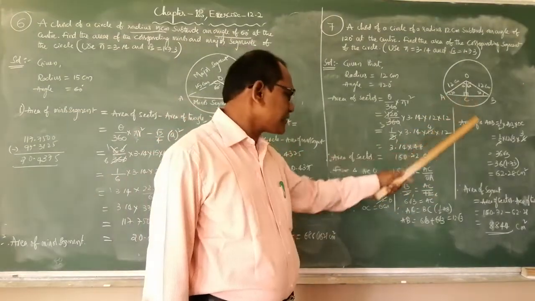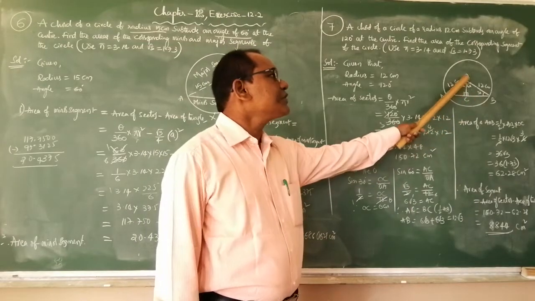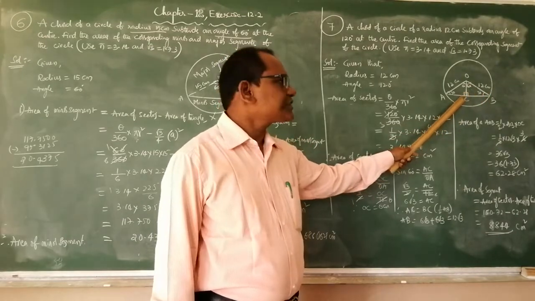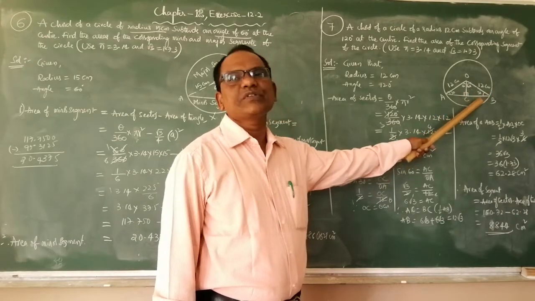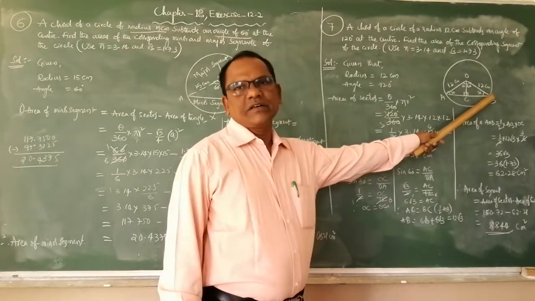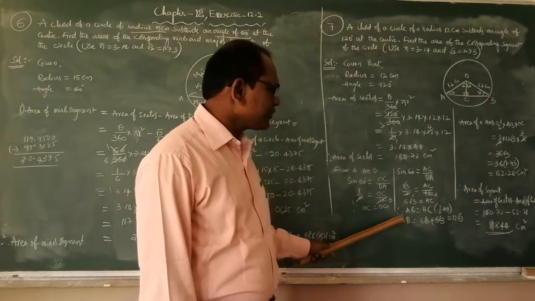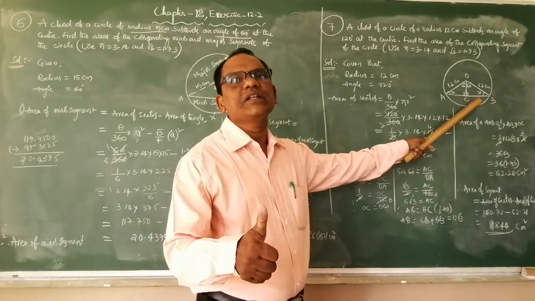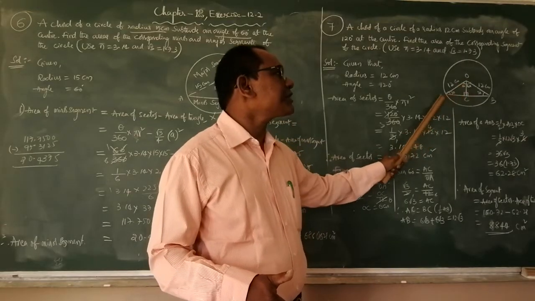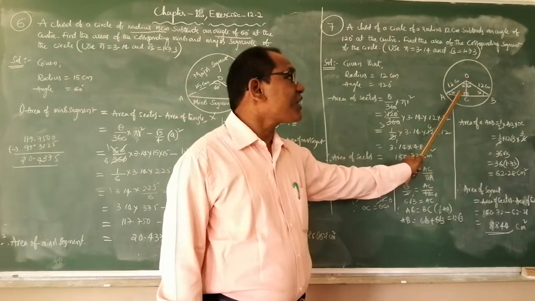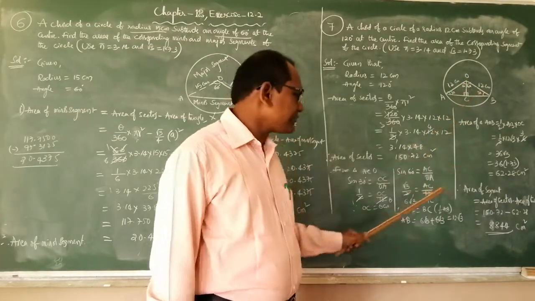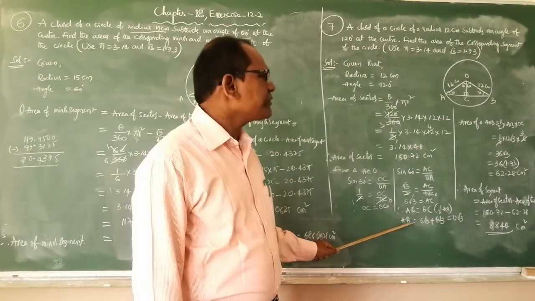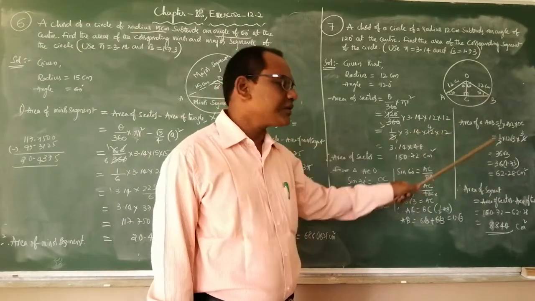AC is 6 root 3 centimeters. Why? OC is the perpendicular bisector of AB. That's why AC equals BC. AC is 6 root 3, so BC is also 6 root 3. Children, these two are equal because OC is the perpendicular bisector of AB, and it is bisecting it. Therefore AB equals AC plus BC, 6 root 3 plus 6 root 3, which is 12 root 3.